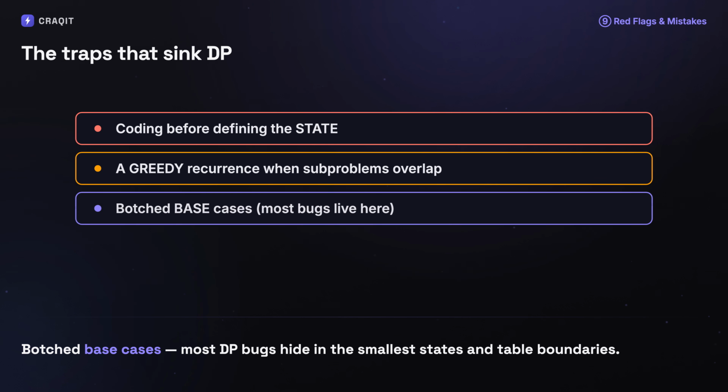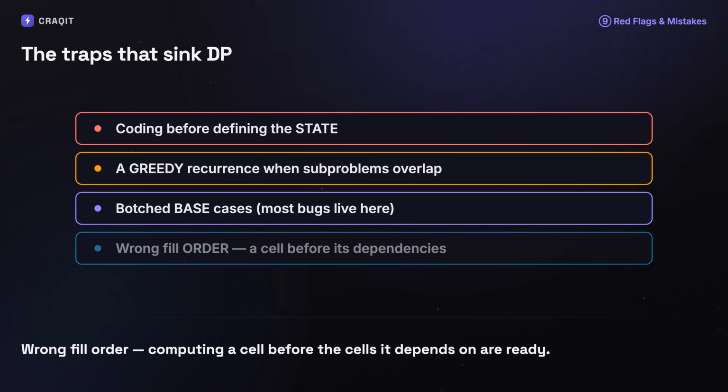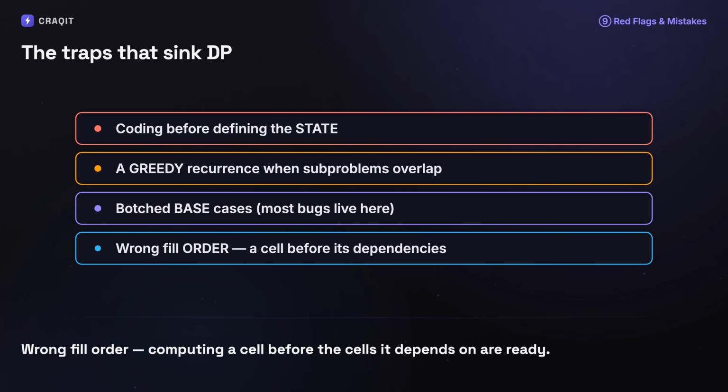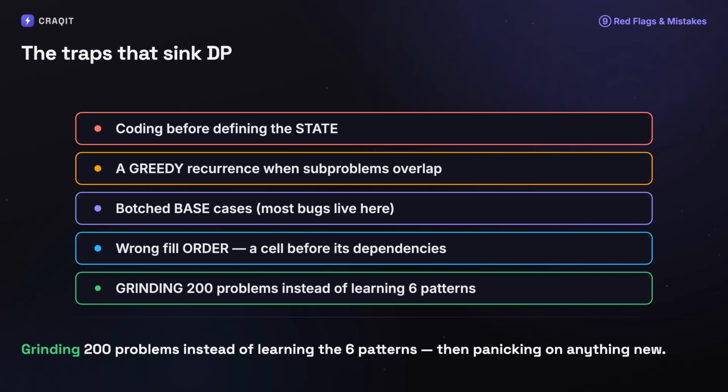3. Botched base cases. Most dynamic programming bugs live here, in the smallest states and the boundaries of the table. 4. Wrong fill order in tabulation. Computing a cell before the cells it depends on are ready. 5. Memoizing on an incomplete key. Your cache key must capture every variable in the state, or you'll return a cached answer for the wrong subproblem. And 6. Grinding 200 problems instead of learning the 6 patterns. You'll see a new problem and panic instead of recognizing the shape. Learn to define state and spot overlap, and the panic disappears.